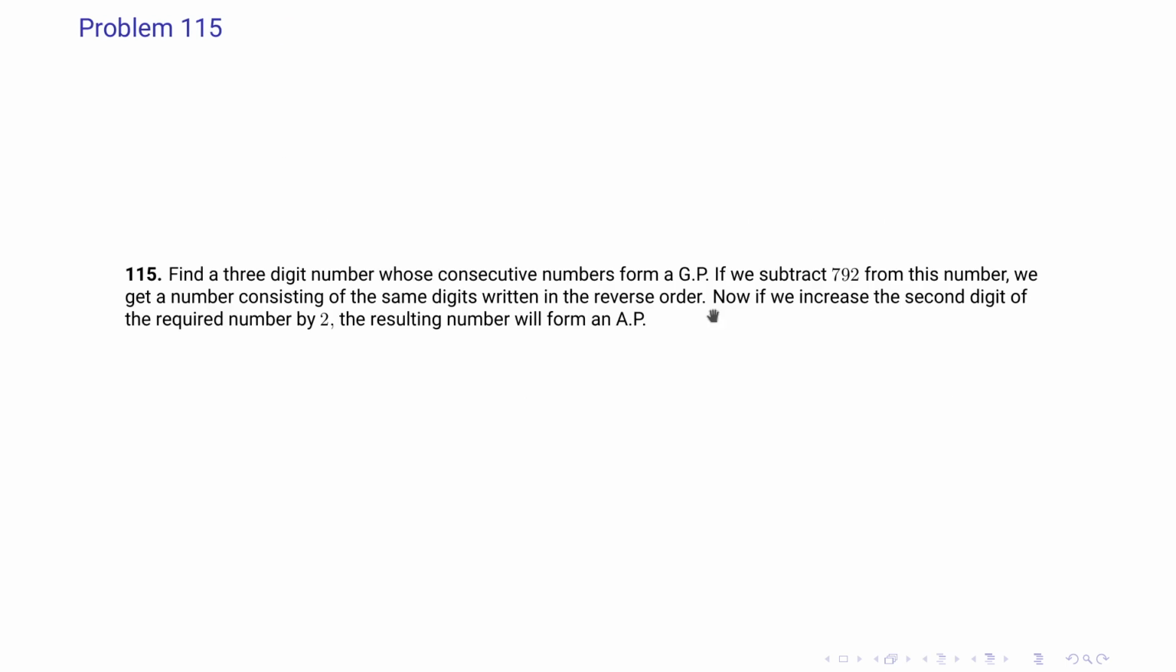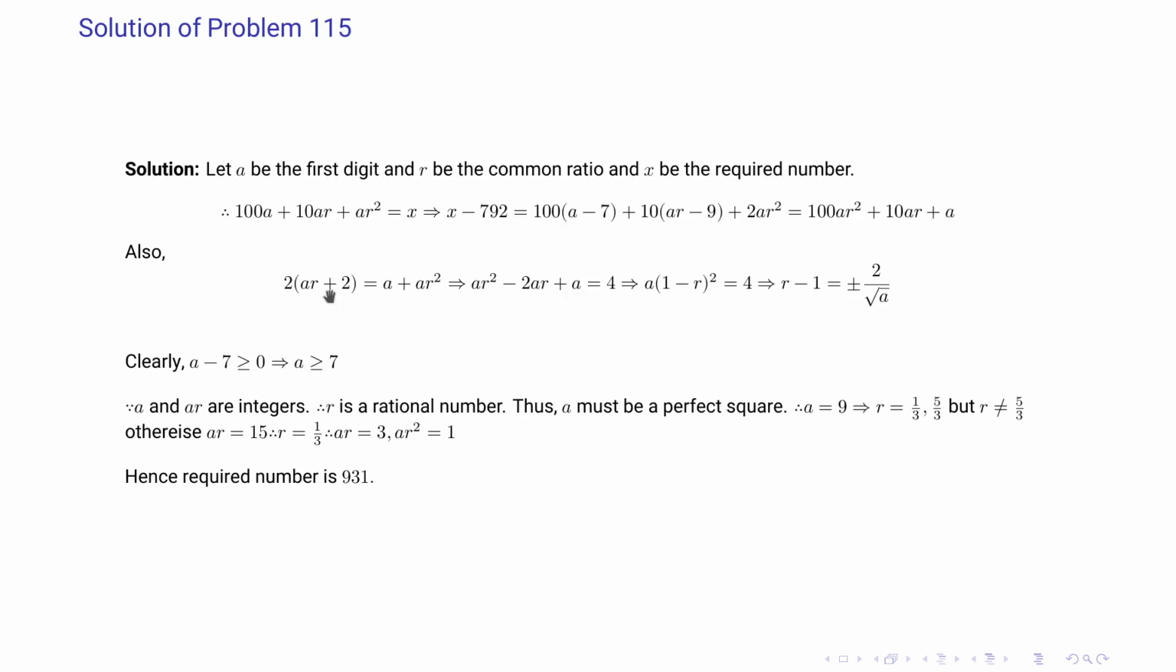Also, we see that the numbers are forming an AP. If we add 2 to the middle term, so 2 into ar plus 2 is equal to a plus ar square. That is, ar square minus 2ar plus a is equal to 4. Similarly, we obtain r minus 1 is equal to plus or minus 2 by square root of a. If you remember, we obtained the same value of r in the problem we solved earlier. Now also we will obtain that a minus c will be greater than or equal to 0. That is, a will be greater than 7.